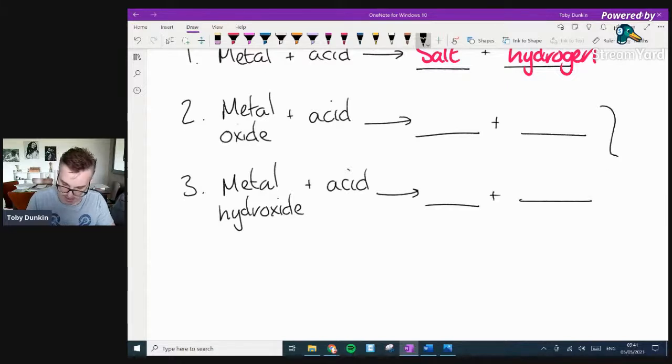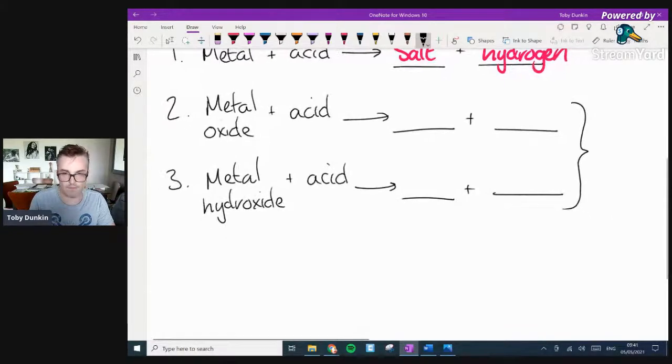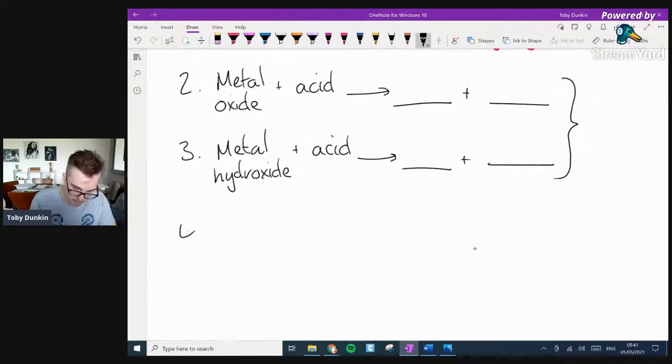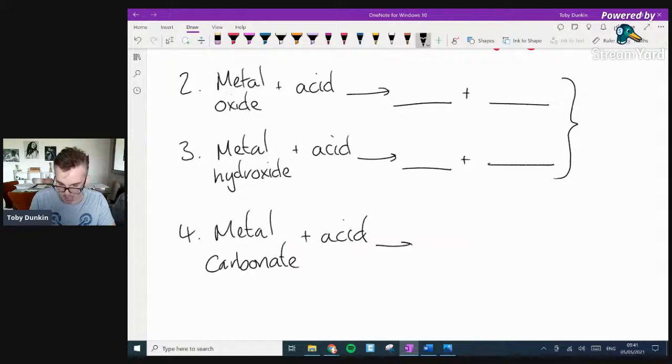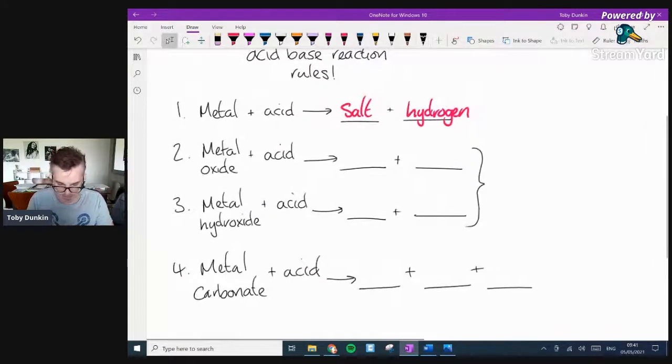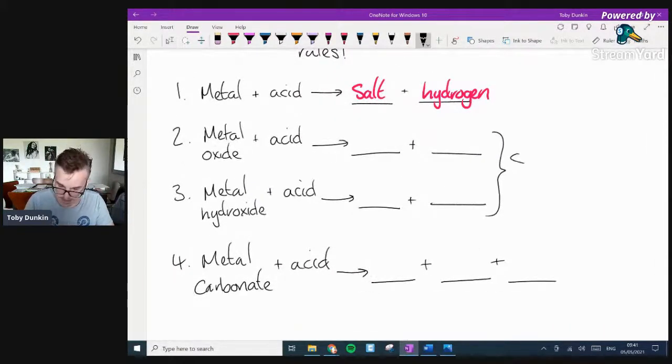I wonder if anyone can figure out why. Number 4, metal carbonate. Metal carbonate plus acid goes to blank plus blank plus blank. Same output. Same outcome. That's the 2 we linked together.